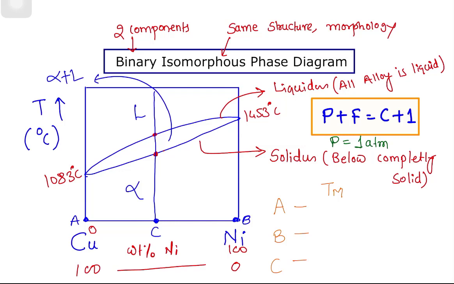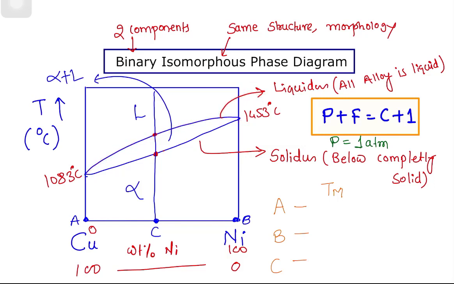This line which separates the solid and solid plus liquid we call the solidus line. So below the solidus line everything is in a solid form, above that it will be in a solid plus liquid form. Similarly, the top line or top boundary here is the liquidus line, or liquidus boundary, which separates complete liquid and solid plus liquid. Above this line all alloy is liquid, below this line we have solid plus liquid.